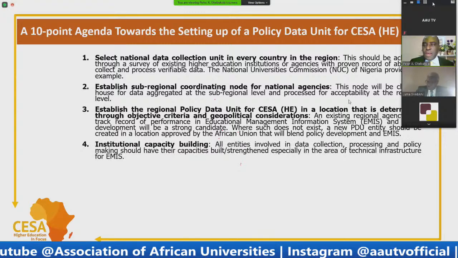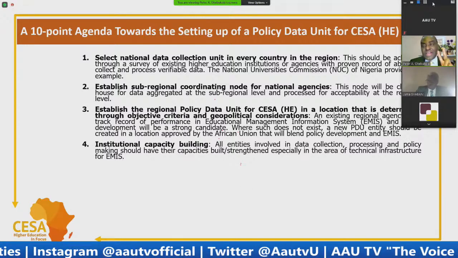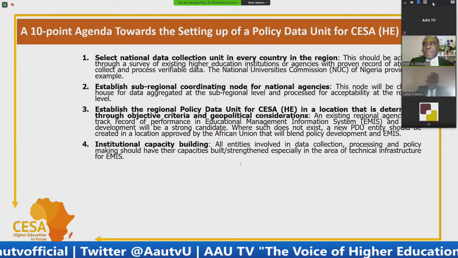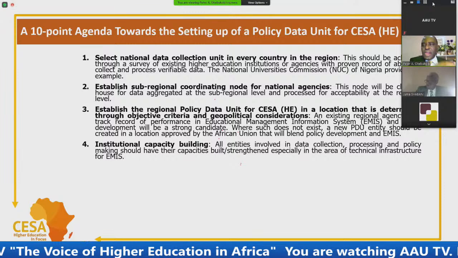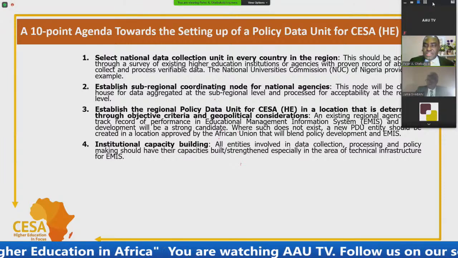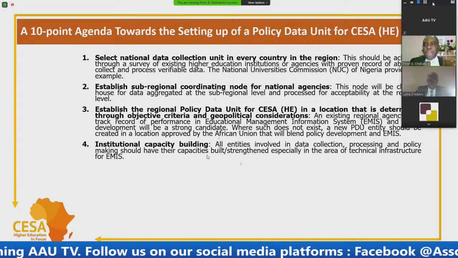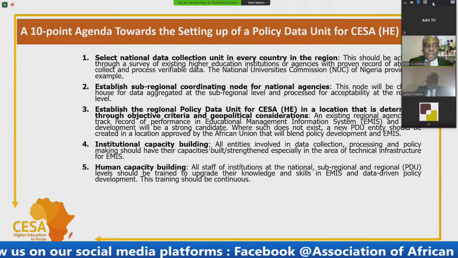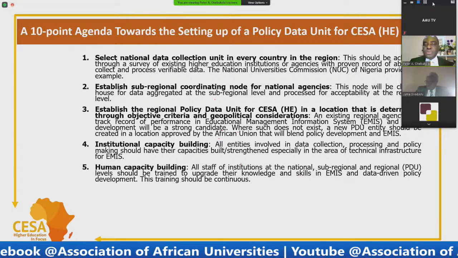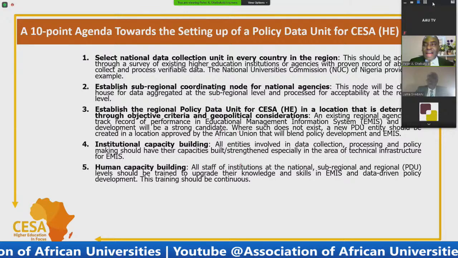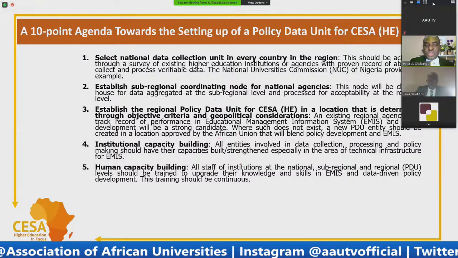The next one, number 4, is building institutional capacity. Building capacities in two areas. One is institutional capacity, the other is human capacity. We talked about national points for data collection, validation, and processing. So you have to build institutions, especially in the area of technical infrastructure for EMIS. And then you have to build human capacity. All staff of institutions at the national, sub-regional, and regional levels will have to be trained to upgrade their knowledge and skills in EMIS and data-driven policy development. Now, this training, of course, will have to be continuous.